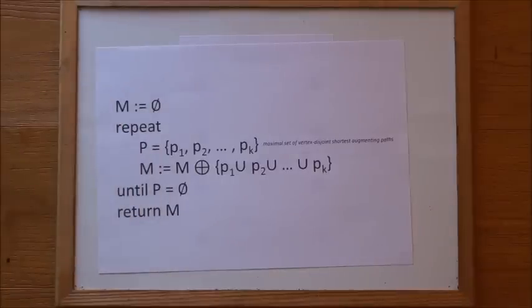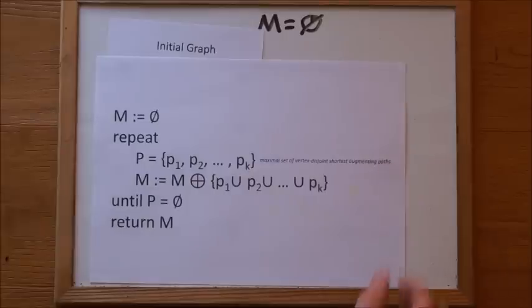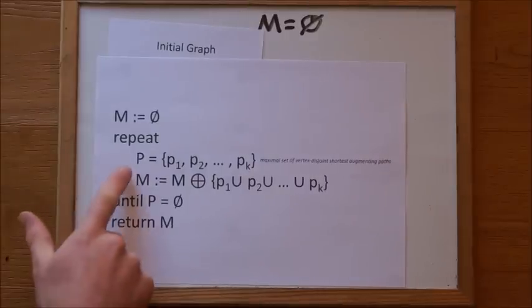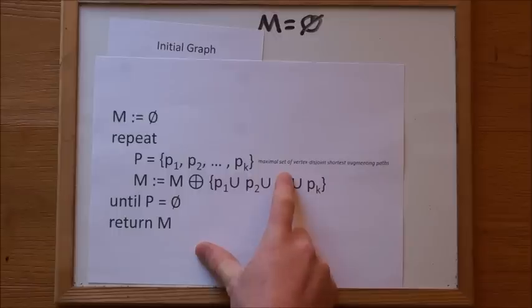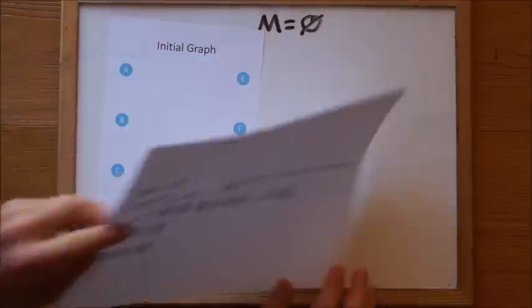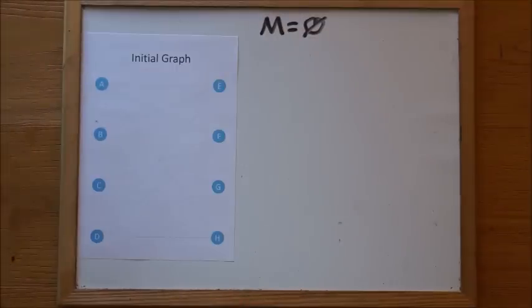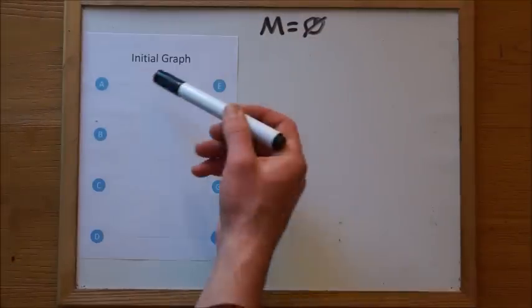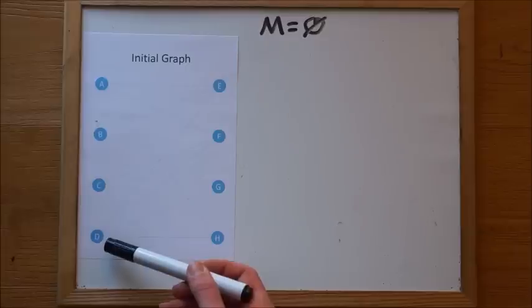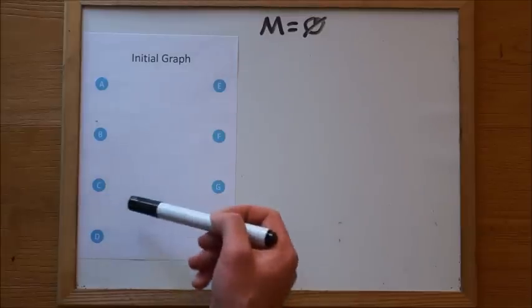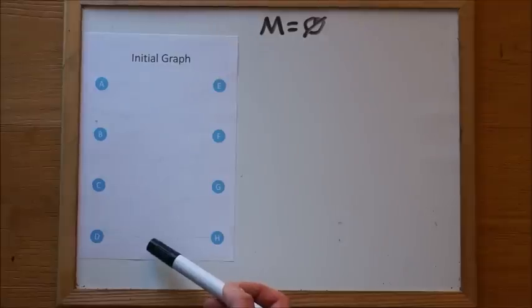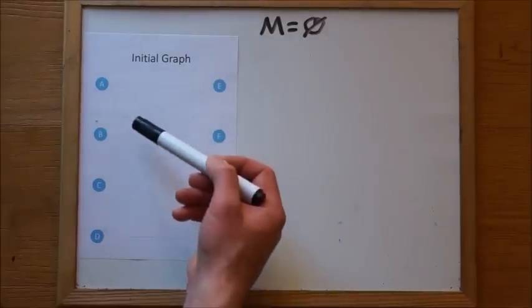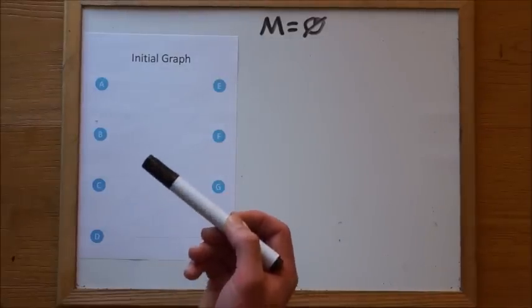Looking at the algorithm, first we set M equal to the empty set. Back to the code, we see the first line inside the repeat is to find our maximal set of vertex disjoint shortest augmenting paths. And this is how you do it. The first thing is that we take all of the free vertices on the left hand side. That is, in the first case, going to be all of them, because M is empty, so there are no matched edges. And we're going to use them as sources for breadth first search.